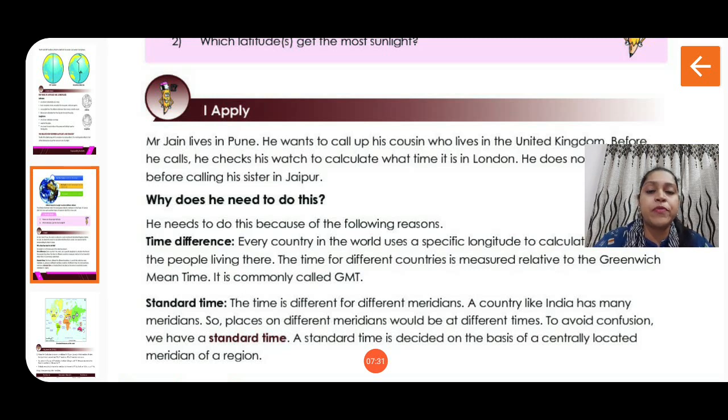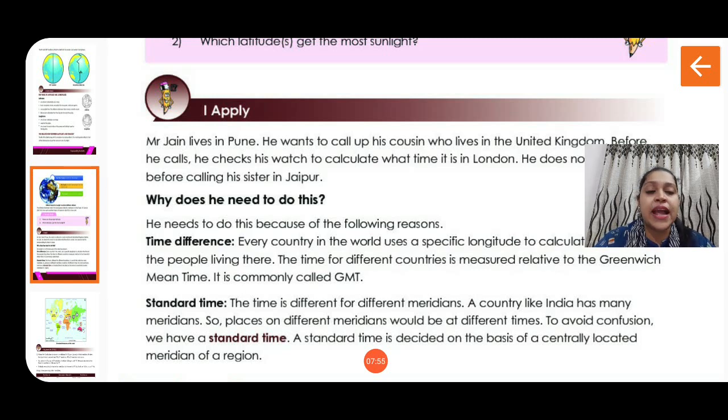So the next topic we come to, children, is standard time. Now what is the standard time? The time is different for different meridians. Remember one thing, children: time is taken of longitude, not latitude. The time is different for different meridians, that means different longitudes. Each longitude has different times.